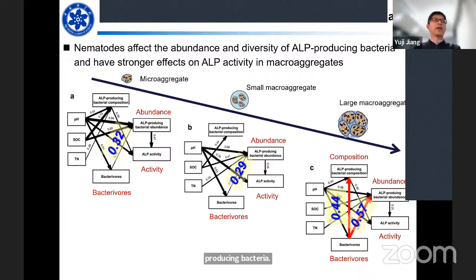In microaggregates, the bacteria-feeding nematode predation increased the phosphatase activity, mainly by affecting the abundance of the ALP producing bacteria. In large macroaggregates, the bacterial nematodes change the abundance and the diversity of the ALP producing bacteria, resulting in greater promotion of the phosphatase activity. And this positive feedback will be better to activate and release the phosphorus in the red soils.